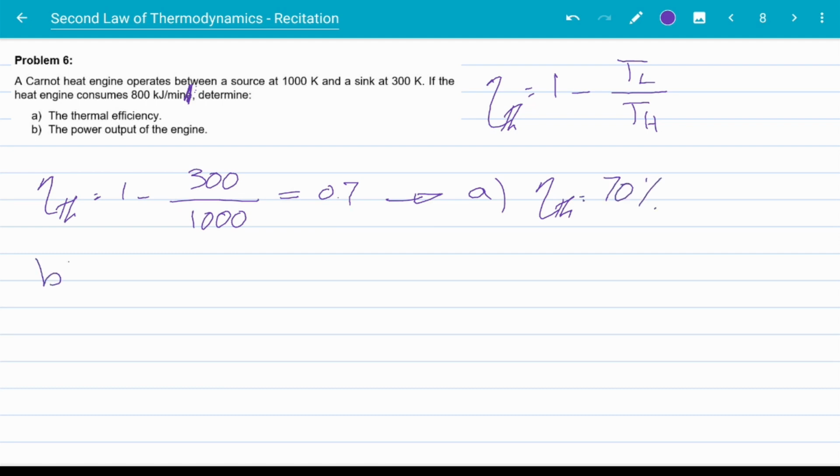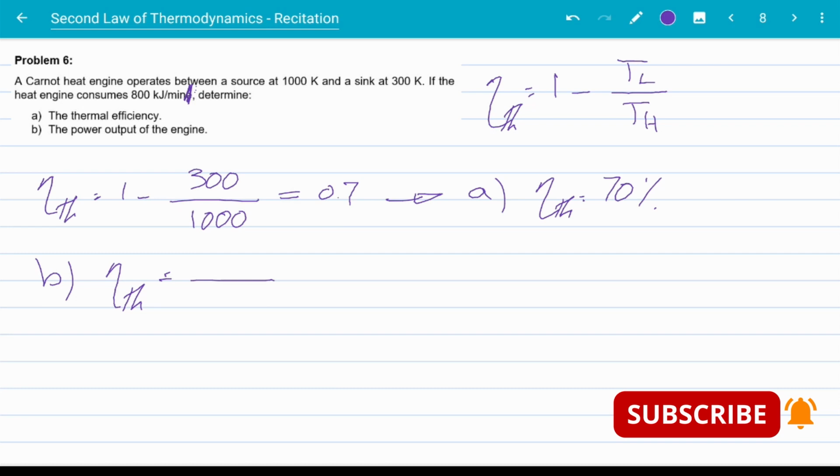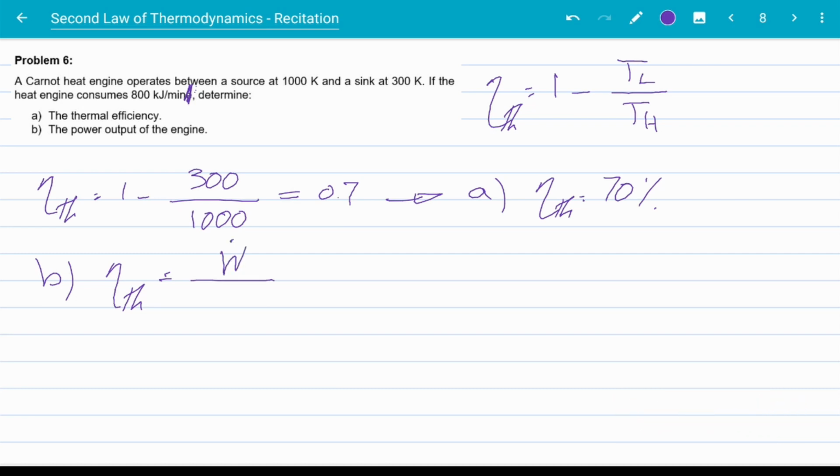Now, for part B, we are asked to find the power output of the engine. Now, we know efficiency is W dot out over Q dot H, right? For a heat engine. Now, we know how much this heat engine is consuming here, 800 kilojoules per minute. That is Q dot H. How do we know it's Q dot H? It is the amount of energy that the heat engine is consuming. Q dot H is the amount of energy that the heat engine receives or consumes. Okay? So that's how we know that Q dot H is 800 kilojoules per minute.